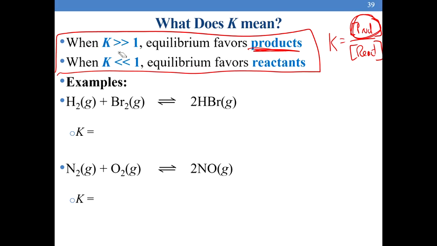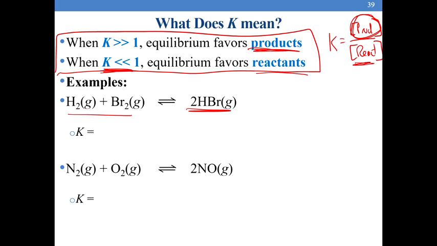If the denominator is really big, then K is going to be a small number, which is why this is less than 1. So small K, then the equilibrium favors the reactants, okay? So you should practice writing the products over the reactants, okay?